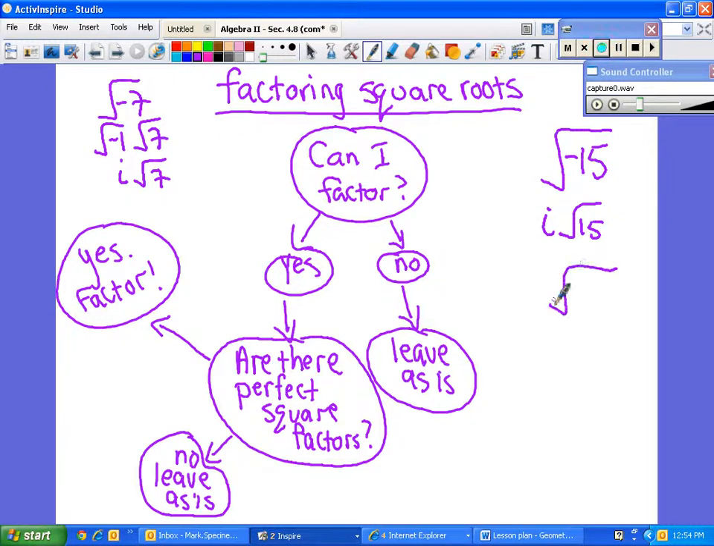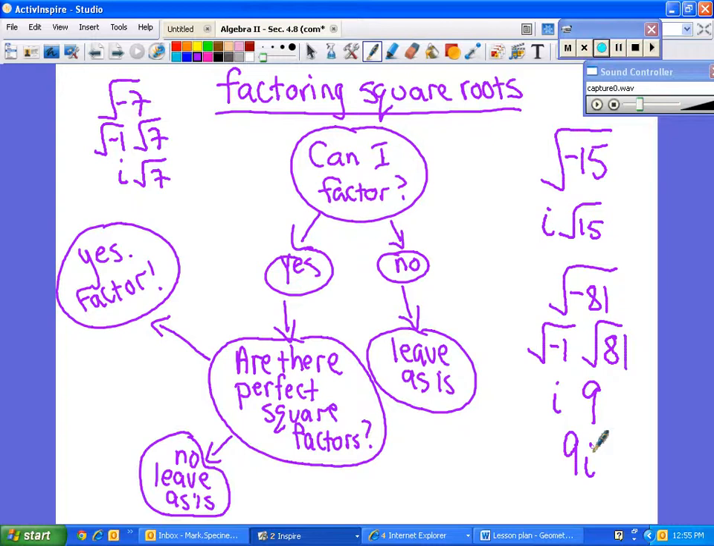Now, if we take the square root of negative 81, we know that's going to be the square root of negative 1 times the square root of 81. Can I factor? Yes. Are there perfect square factors? Yes. If there are perfect square factors, then you have to factor it. So this becomes i, and the square root of 81 is 9. So my answer is 9i.